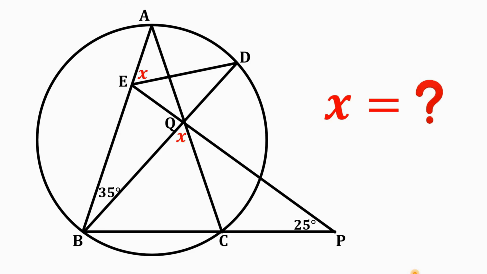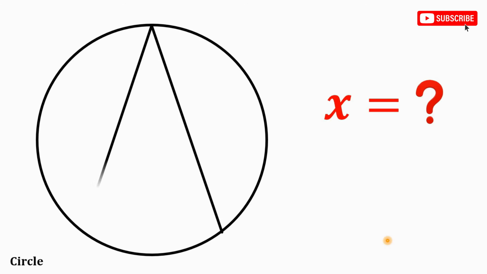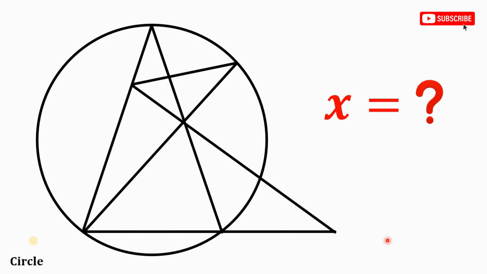Can you solve this geometry challenge? Here's the question. Let's begin with the circle. Now let's draw some segments like this. Now let's call this segment A. This is B, C, D, E, and Q.